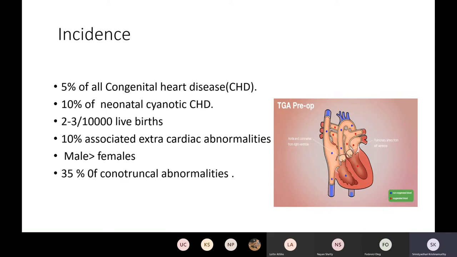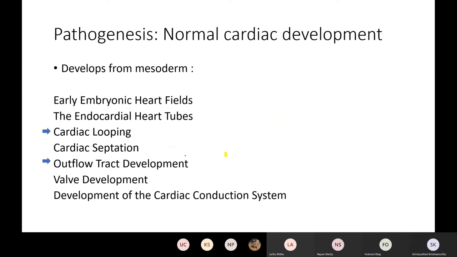And it accounts for 35% of all the conotruncal abnormalities, that being tetralogy of Fallot, DORV, that spectrum of conditions. So this is one of them. This is the extreme part of it.